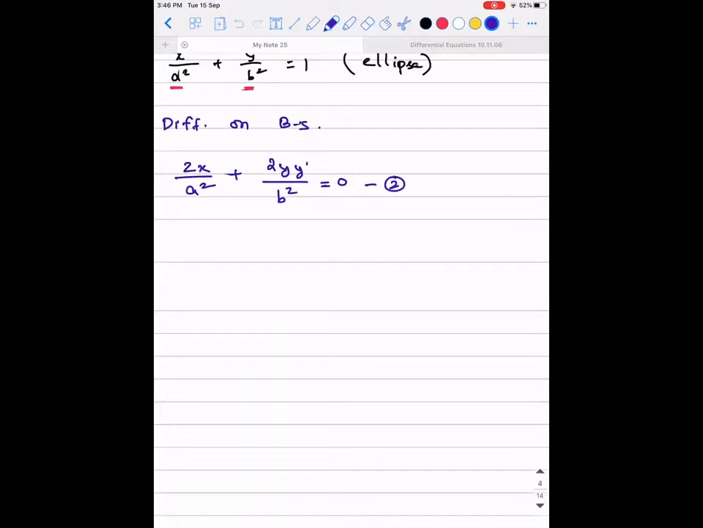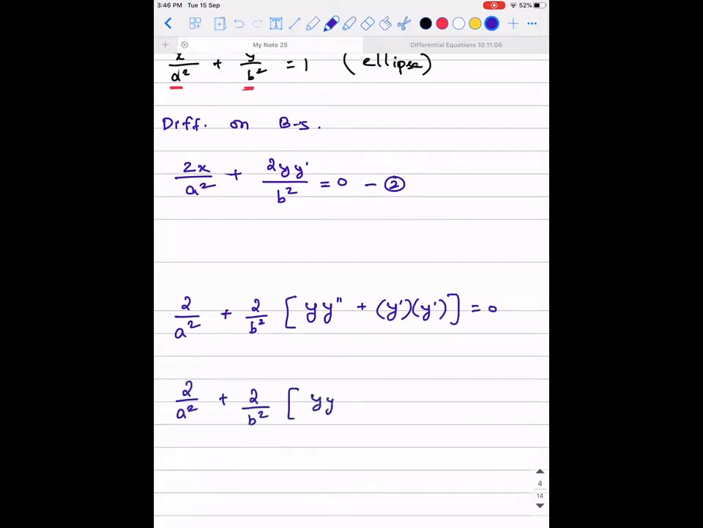So we need to differentiate it again. When you differentiate it again, 2 divided by a square plus 2 divided by b square into y into y double dash plus y dash into y dash. I've applied the UV rule. This will be equal to 0. So 2 by a square plus 2 by b square into y double dash plus y dash square is equal to 0. Let this be equation number 3.